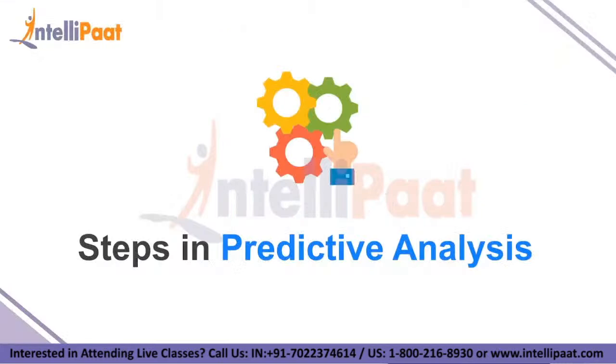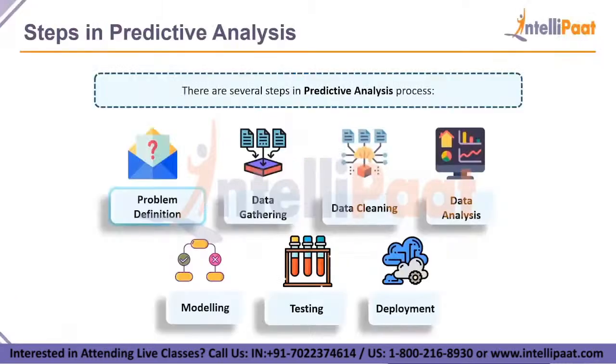So now let's take a look at a few of the steps involved in predictive analysis. Predictive analysis is a process that involves several steps. First step is problem definition. So what is problem definition? Basically it means we try and define what the problem is that we're trying to solve. When we're trying to make predictions about whether or not a customer is churning, we need a particular set of data and we need a particular mindset.